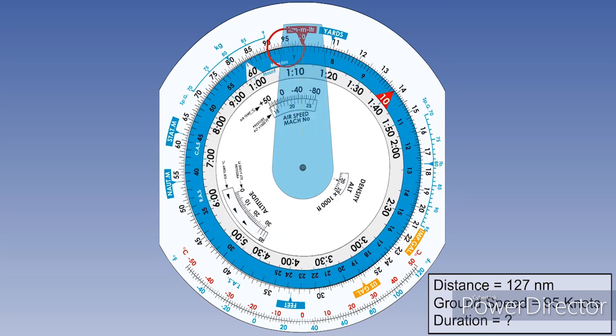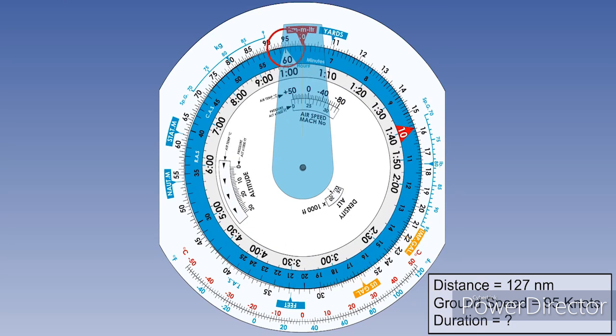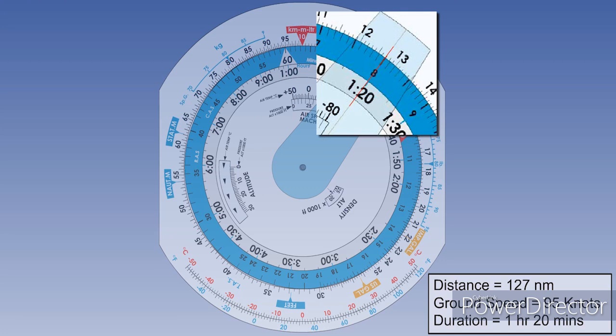Now set the 60 index mark against 95 on the outer scale, and then position the cursor against 127 on the outer scale. Read off the duration of the flight, 80 minutes, or 1 hour and 20 minutes, on the inner scale.